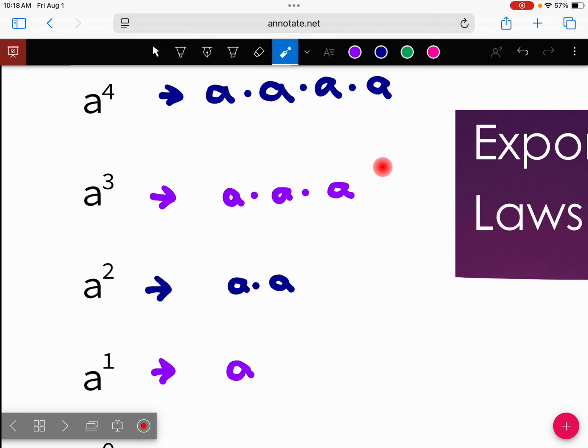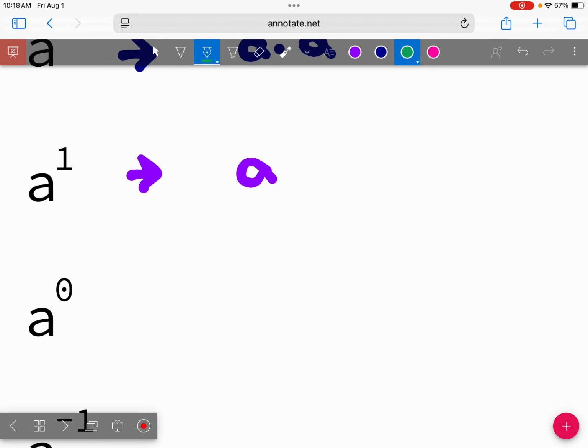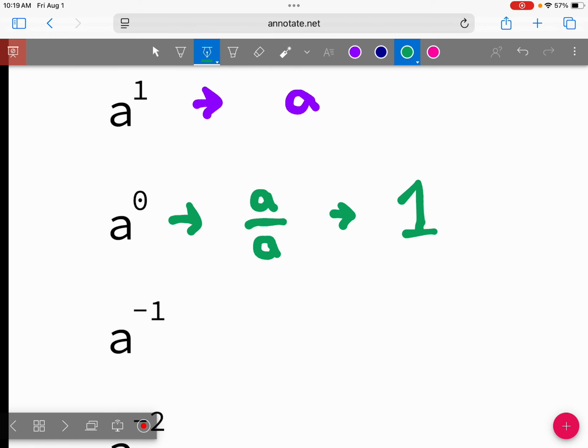So when we go down, we're dividing by a. So I divide by a, one of them goes away. I divide by a, one of them goes away. I divide by a, one of them went away. So when we're getting down to the 0 power, I am dividing it by a. So we have a divided by a. Both of those cancel out, we just get our 1. So that's why everything raised to a 0 power is just 1. And we can keep going with that.